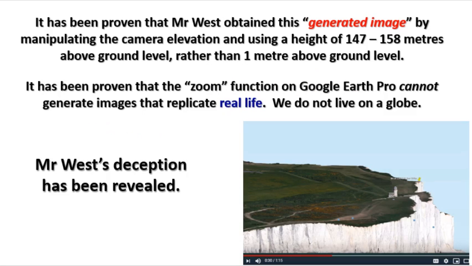It has been proven that Mr. West obtained this generated image by manipulating the camera elevation and using a height of 147 to 158 meters above ground level rather than 1 meter above ground level. It has been proven that the zoom function on Google Earth Pro cannot generate images that replicate real life. We do not live on a globe. Mr. West's deception has been revealed.